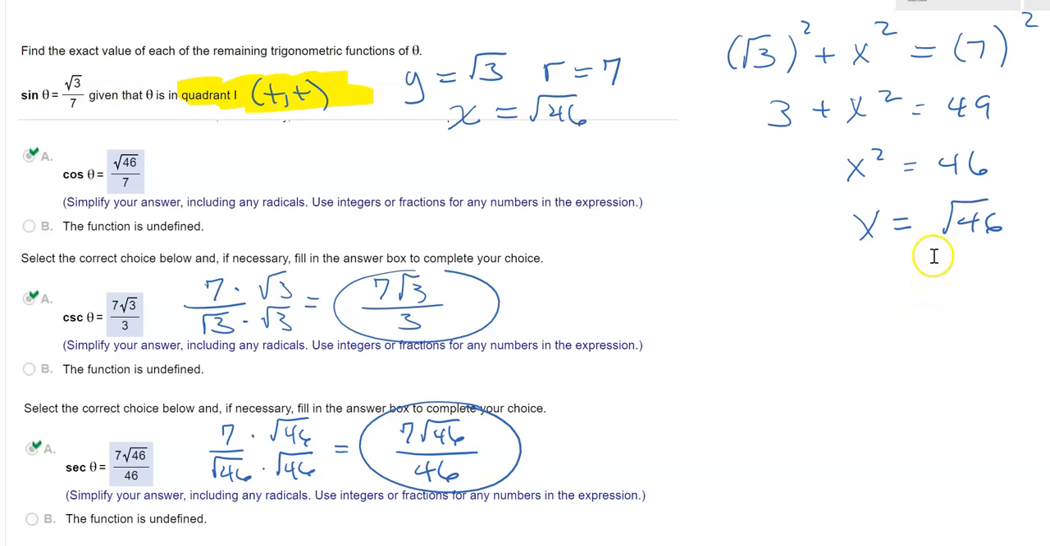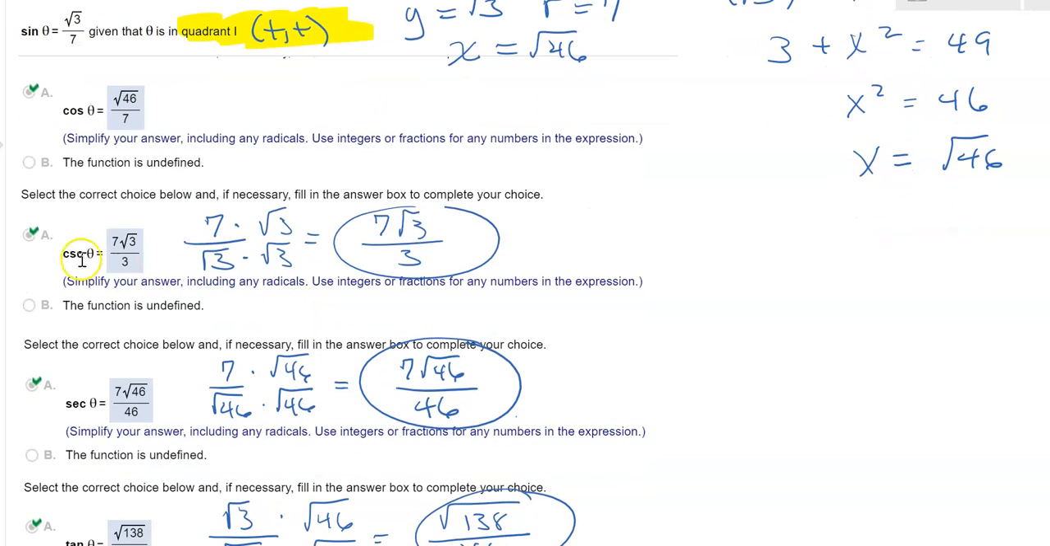When we solve, we get root 46. We cannot simplify that, but you might have a radical that can be simplified. For example, if you had root 40, we can simplify that into root 4 times root 10, which is 2 times root 10. That would be what you would use. Typically, simplification is the issue that students have with finding these ratios. So here, root 46 over 7, very good.